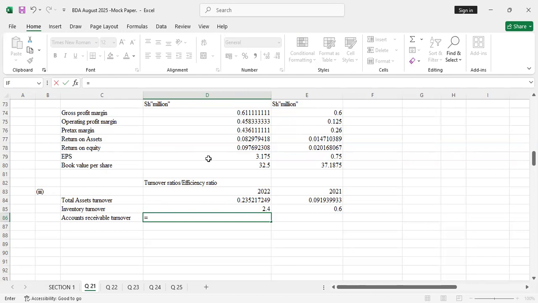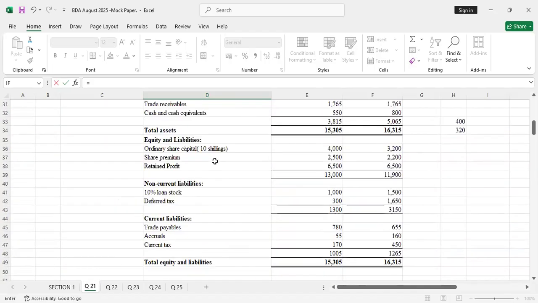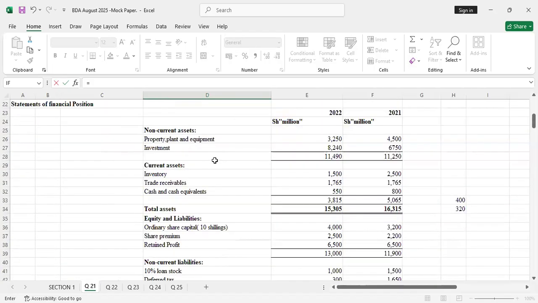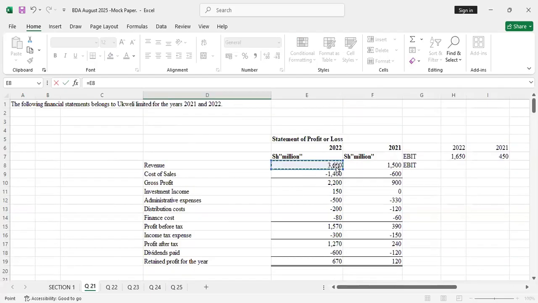If the question is silent like this, then you pick the net credit sales, which we take as the revenue, assuming that all revenue was on credit. So you take the net credit sales, which is the revenue in this case. If at all 80% of revenue was through credit sales, then you take 80% of this value here.